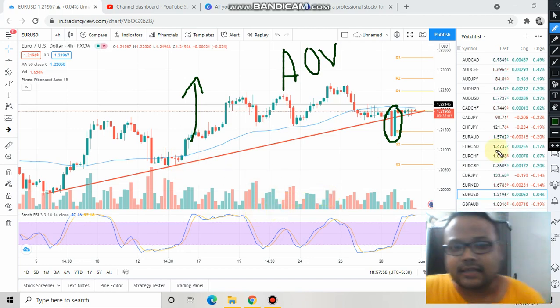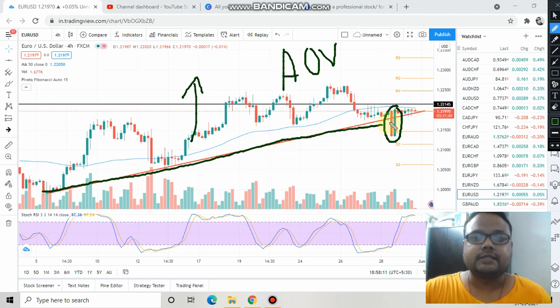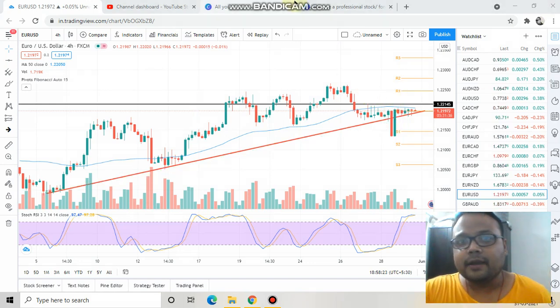Okay, so in this uptrend market, yes, the area of value is the support. And right now we can see that more or less this red line is acting as a support to the market. Yes, there was a breach, but the market recovered. So overall we can consider this trend line as a valid support. Still it is a valid support, but there is a big but here.